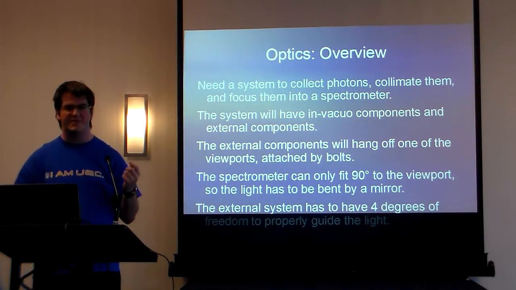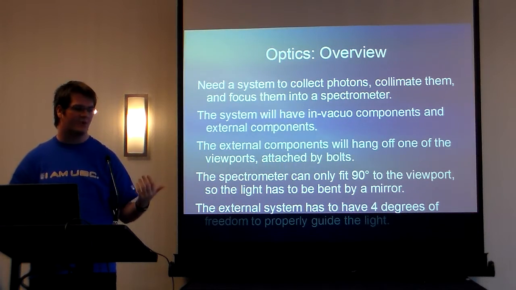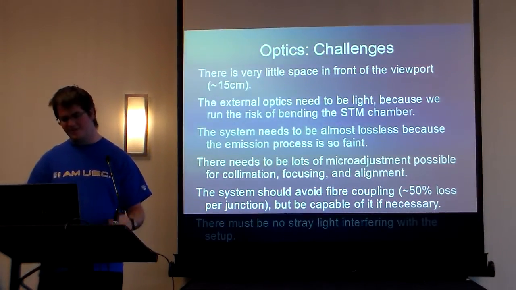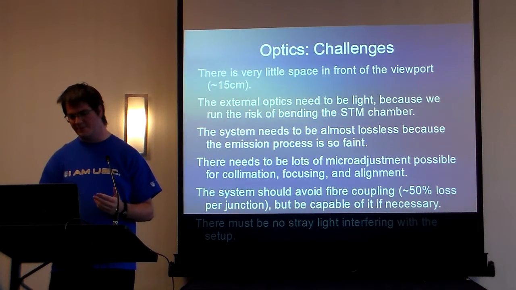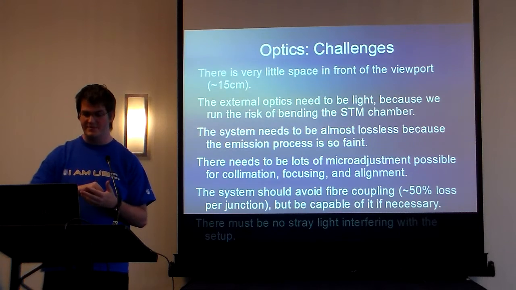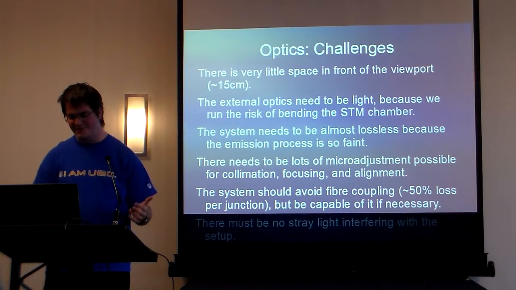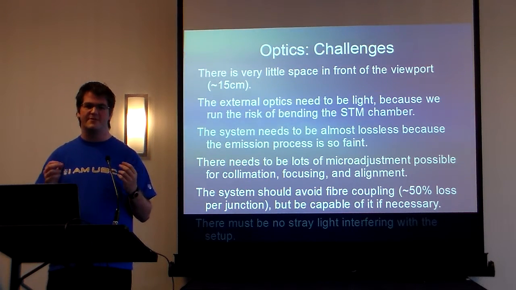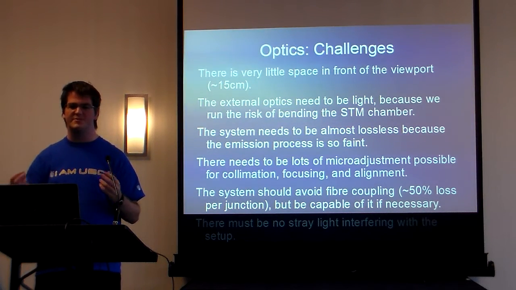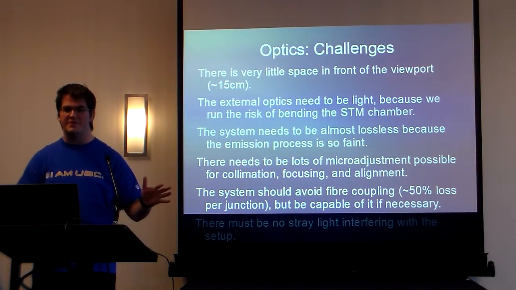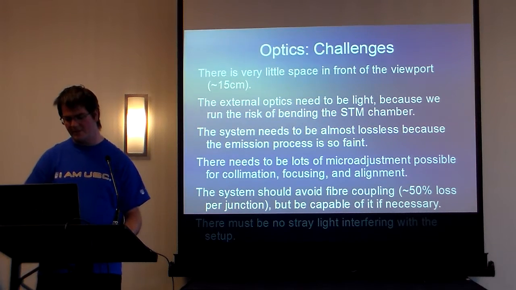And the system basically needs to have 4 degrees of freedom in order to properly focus the light and properly guide it. So the challenges: there's very little space to work with. The external optics, we can't have them too heavy or they'll bend the chamber, and we really don't want to do that. The system needs to be lossless because, as I said earlier, this only happens 1 in every 1,000 electrons that go through, and the current that usually goes through is in nanoamps or picoamps. So there's not a lot of photons to begin with.